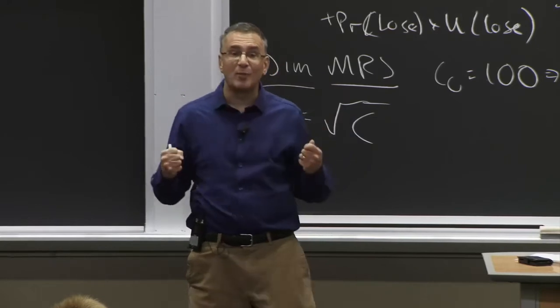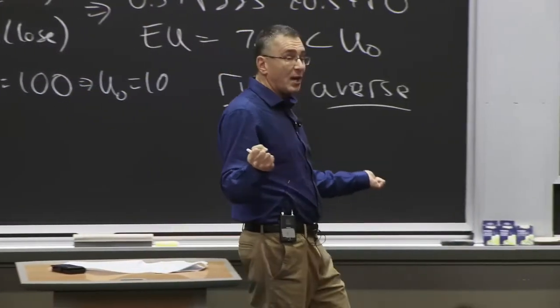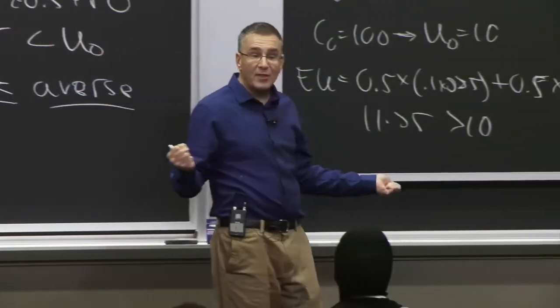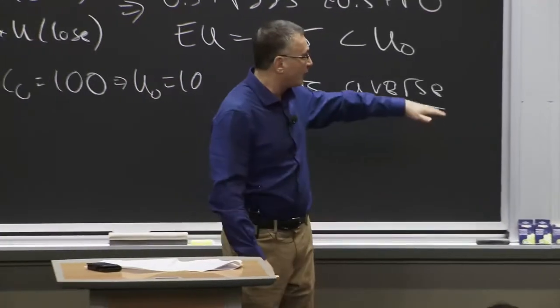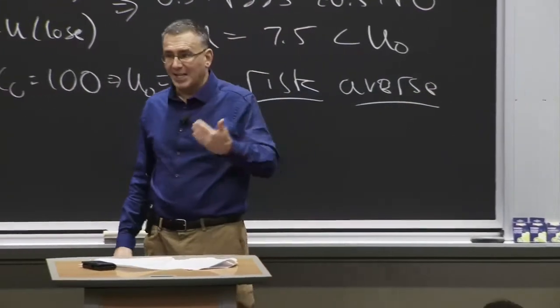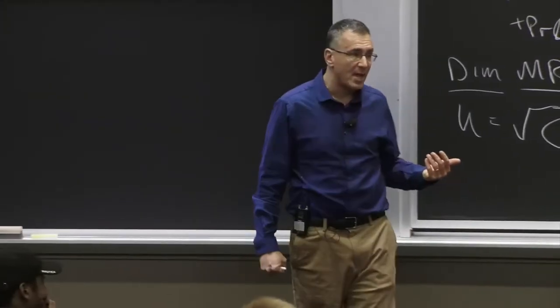Does not have diminishing marginal utility. As a result, you just care about expected value. There's no difference between expected value and expected utility. The number's a little bit different because of the functional form, but it gives the same outcome. You'll always take a more than fair bet, and you reject a less than fair bet.